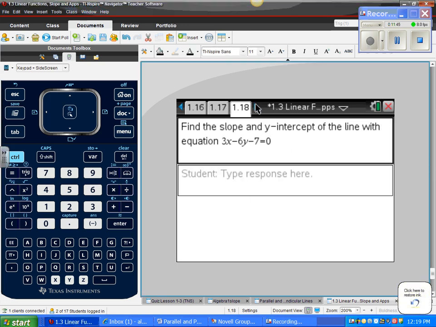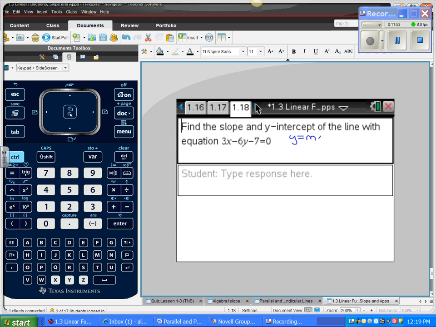Okay, next page. Find the slope and the y-intercept of the line with the equation 3x minus 6y minus 7. So this one isn't set up into the right format, so what we have to do is go ahead and solve for y. So the first thing we're going to do to solve for y is get y by itself. So we're going to take this negative 6y and move it to the other side by adding. And then we're going to remove the 6 by dividing. So we get y equals 1/2 x minus 7/6. So your slope is 1/2, and your y-intercept is negative 7/6.